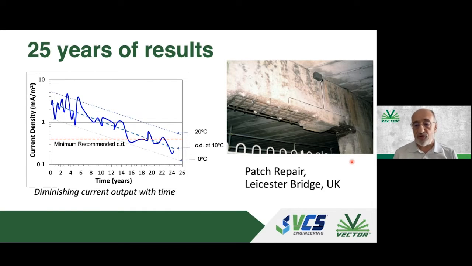We had about 12 anodes installed in 2 adjacent patch repairs. You can see the anodes as they're laid out. The anodes were positioned in such a way that we could take the current through a junction box, a monitoring box, before it went back to the steel reinforcement. And we were therefore able to intercept it and take readings.